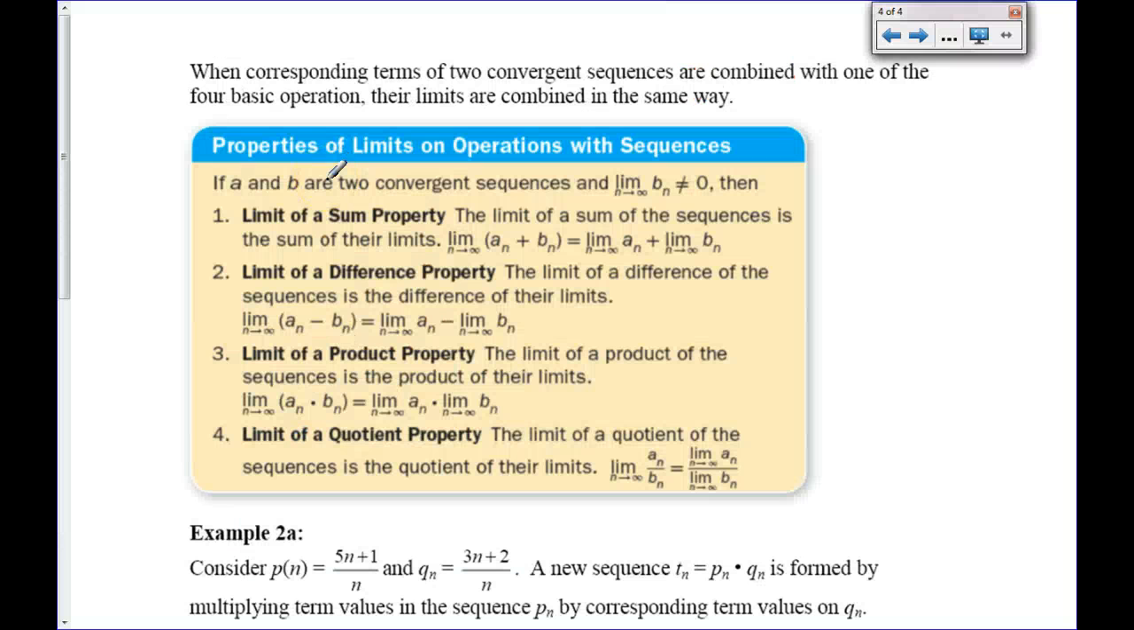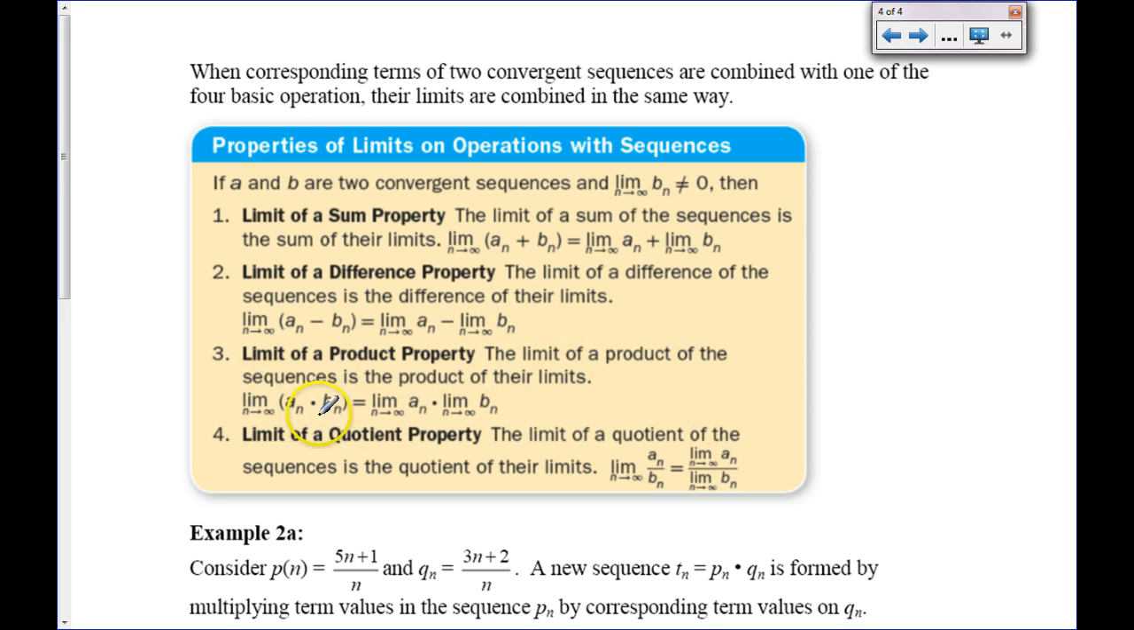All right, so there's some other rules you guys need to know. When corresponding terms of two convergent sequences are combined with one of the 4 basic operations, their limits are combined in the same way. Okay, just like what we saw, if you take the limit of one sequence plus the other sequence, it's the same thing as the limit of the first plus the limit of the second. Just like distributing the limit. Yeah, you're kind of distributing the limit. Exactly. Same with this one. The limit of a minus b is the same as the limit of a minus the limit of b.